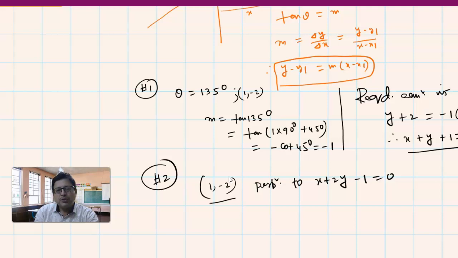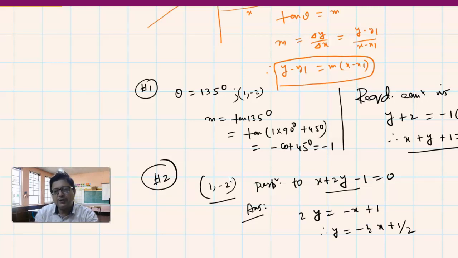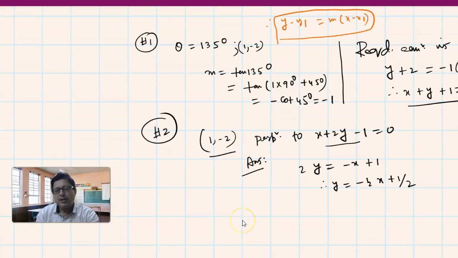To answer this question, we need to find the slope of the given line. From there, we will find slope of the line whose equation we are going to find. This line, when we express in gradient form, it will be like y equals minus half x plus 1 by 2. So what is slope here? m is minus half. The equation which we are going to find, we need to find its slope.